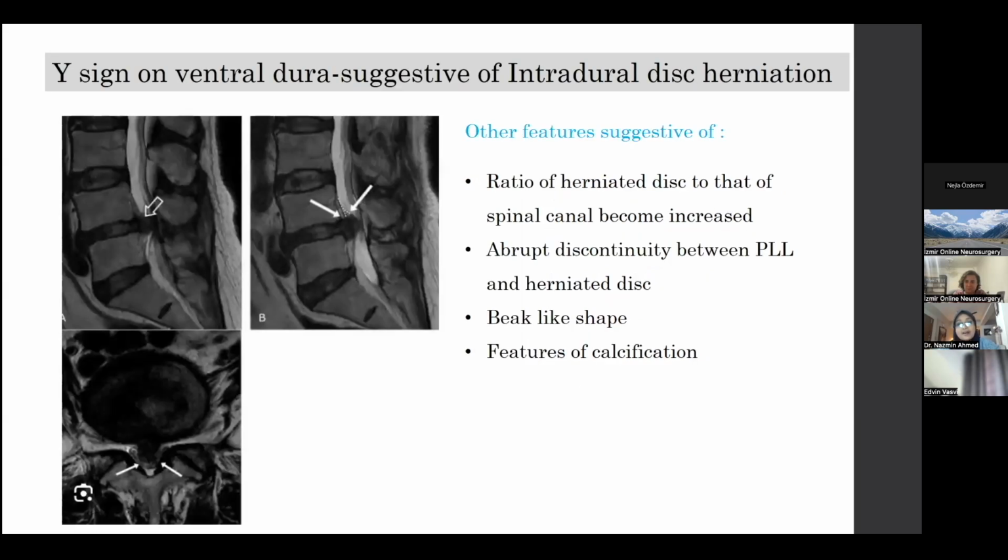For intradural disc herniation, the classic sign is the Y sign. If we look at the sagittal MRI, I have already marked the Y. Apart from the Y, there are some other features, like the shape is usually beak-like. If we look at the axial sections, a beak-like shape. Not all intradural disc herniations exhibit these features, but sometimes they can be present.